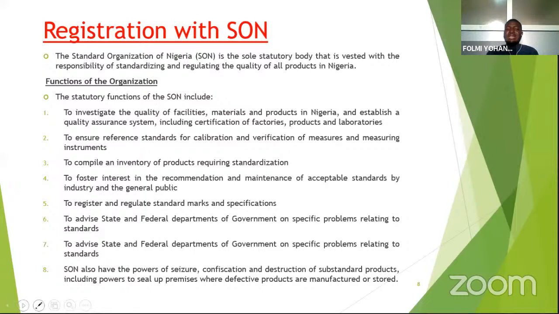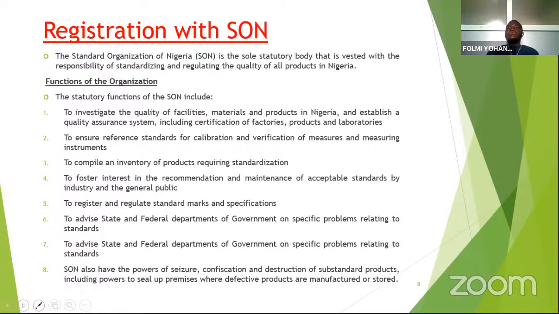The statutory functions of the Standard Organization of Nigeria include to investigate the quality of facilities, materials and products in Nigeria; establish a quality assurance system including certification of factories, products and laboratories; ensure reference standards for calibration and verification of measures and measuring instruments; compile an inventory of products requiring standardization; and advise the state and federal government on specific problems relating to standards. Also, the Standard Organization has the powers of seizure, classification and destruction of substandard products, including powers to seal up premises where defective products are manufactured. So these are some of the functions of the Standard Organization of Nigeria.